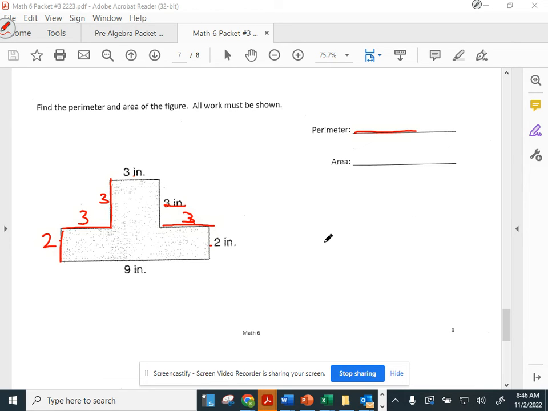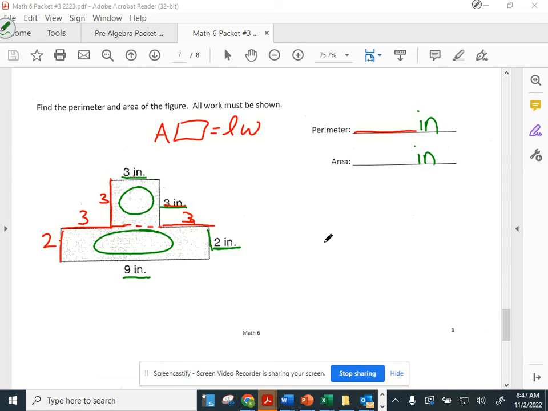Then to find our area, you can break it into 2 rectangles, actually a square and a rectangle. Remember, the area of a rectangle is length times width. So you're going to want to do length times the width, and then length times that width, and add the 2 up. For our perimeter, we were just adding, so it's just inches. For the area, we're multiplying 2 measurements together, so it's inches squared.